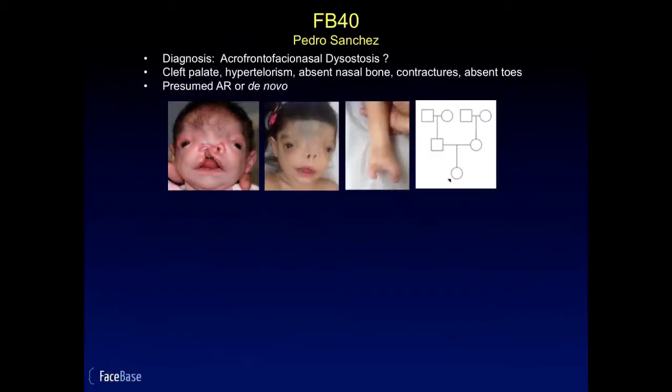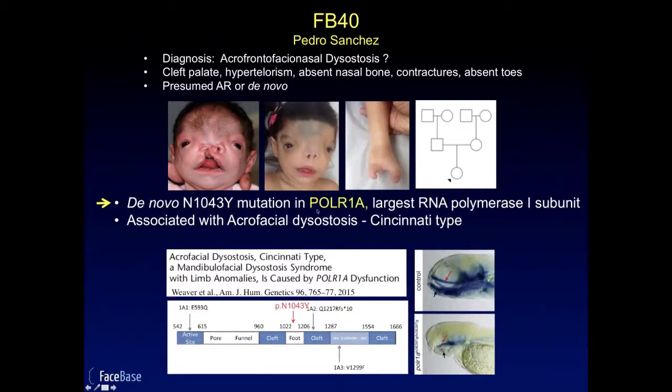All right, two quick recaps of cases that I presented before just to tell you what we're dealing with here. This is a case of Pedro Sanchez, profound craniofacial dysmorphosis. Which one? Not clear. We sequenced the trio. Basically, we land on a gene, the RNA polymerase 1 subunit POLR1A, which we then learned was associated with an acrofacial dysostosis, Cincinnati type. So even a world-class dysmorphologist like Pedro would not have likely been able to make this diagnosis in the clinic.